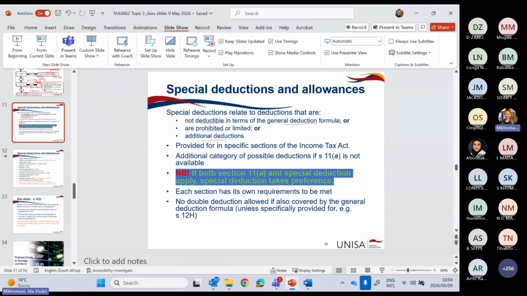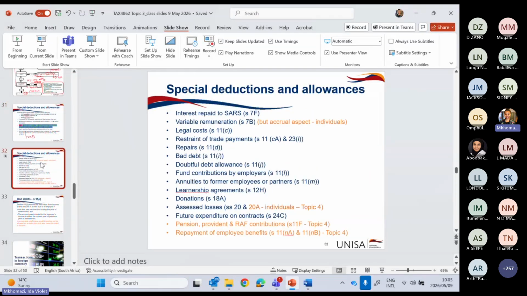What I wanted to remind you of is the first thing, if both a Section 11A and a special deduction apply, then the special deduction takes preference. So you always start with the special deduction. The second thing is that in terms of Section 23(b), no double deduction is allowed. So you cannot get a deduction twice unless it's specifically provided for, like your Section 12H for learnerships. The learnership allowance is an additional deduction for employers, over and above the Section 11A deduction that they can get.